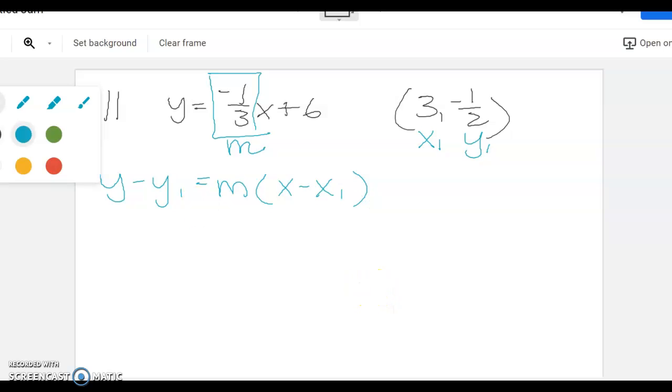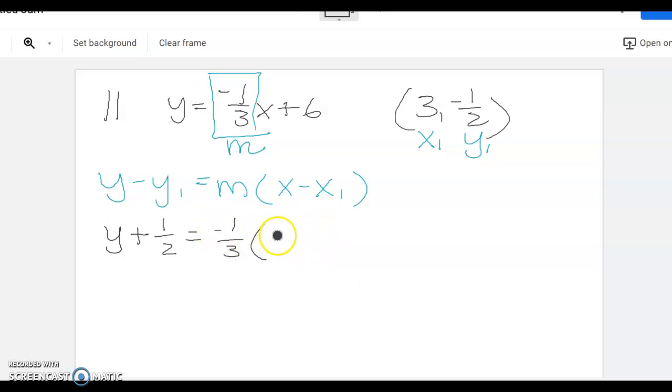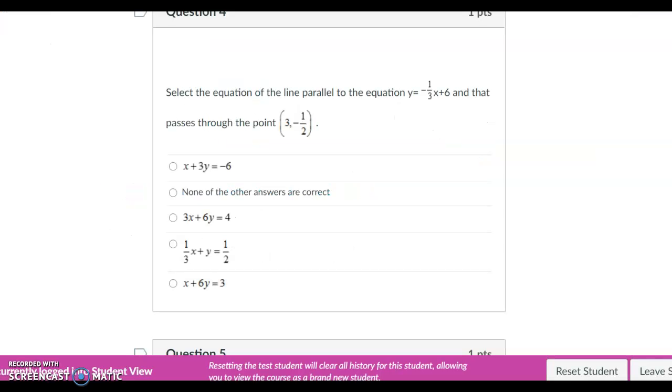All right, I replace my values, and I'm going to put y minus y1, which is -1/2. Remember, when I subtract a negative, I can really write it as +1/2. My slope is going to be -1/3, and I'm doing x minus 3. And because the 3 was positive, I do have that subtraction there. Okay, so really, I already have the line that's parallel right here. The next task, though, is matching it to the given equations.